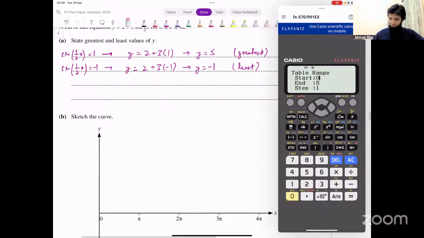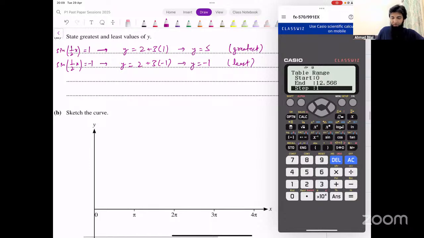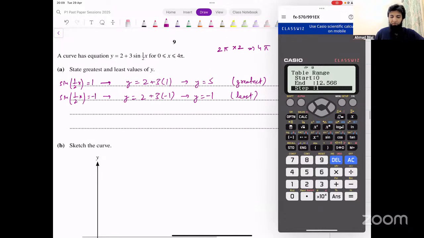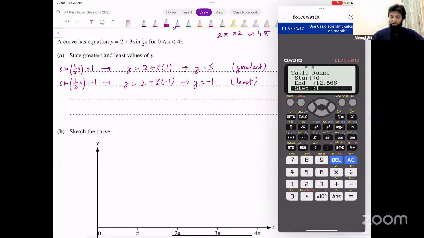Start at 0. End at 4 pi. Step is the gap that you want between values. I generally recommend dividing the interval by 8. So 4 pi over 8, that will be pi over 2. So pi over 2, and that will give you enough values.